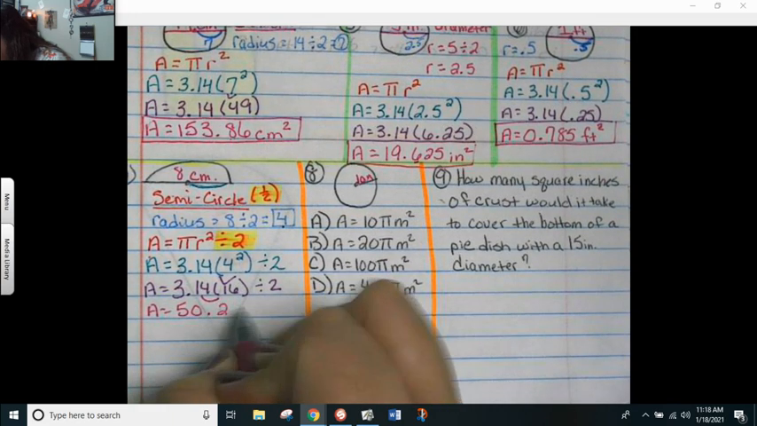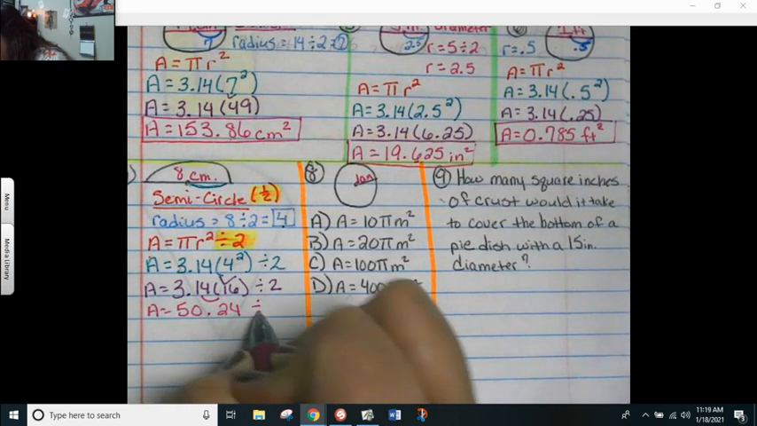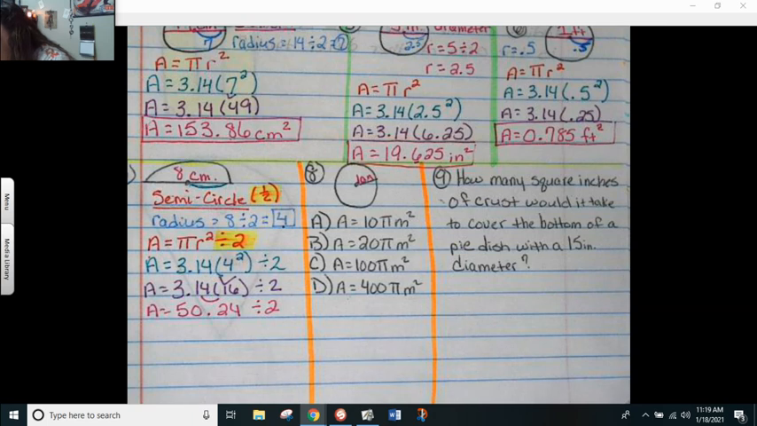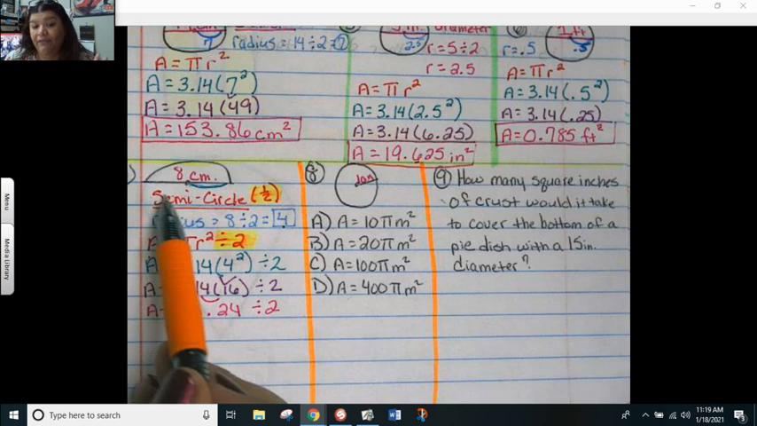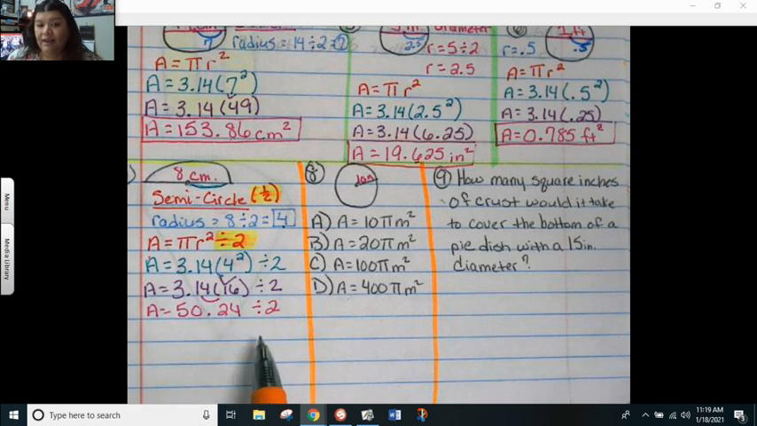And all I do is multiply. Bring down that divide by 2. So if you got 50 and 24/100, you're going to see that right there on your multiple choice. Just like, you know, circle me, you're done. No, we are not done. This is half of a circle, so that's why I have to add that divide by 2.